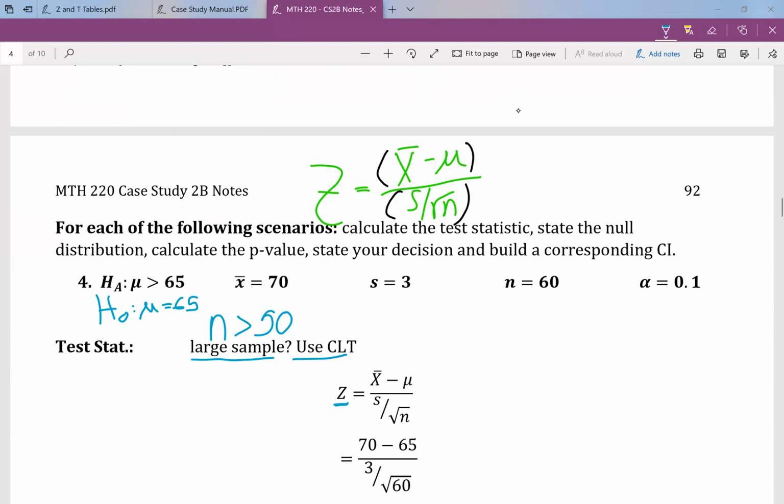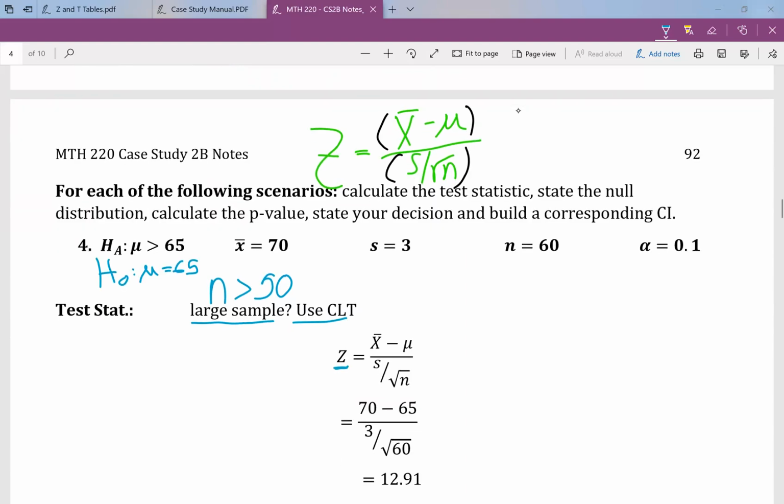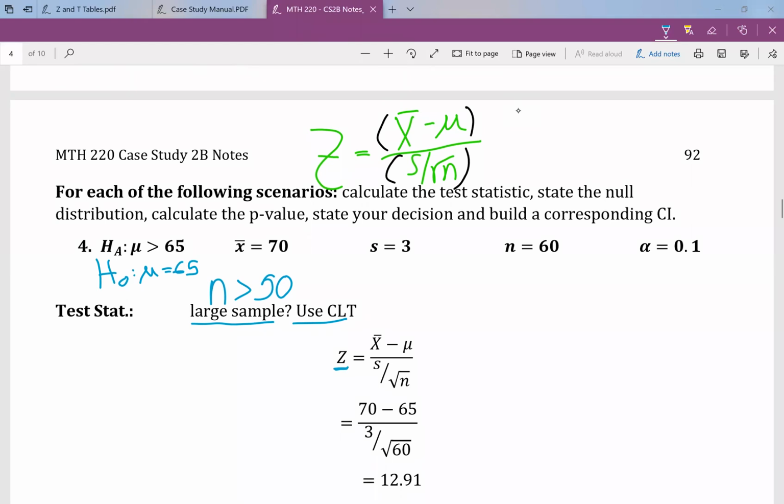Okay, and we're going to divide by 3 divided by the square root of 60. And whenever you do that, you should get the number 12.91. So that's our test statistic. You're going to box that in for me so I know what your test statistic is.